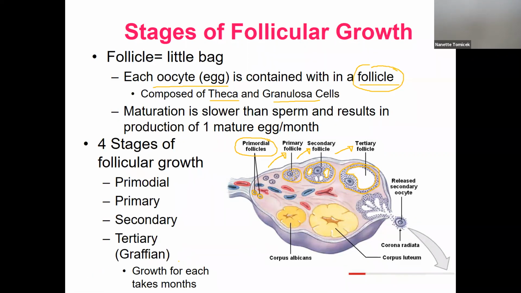One other name I want to call your attention to is this term Graafian. Graafian is an older term to refer to the biggest and best tertiary follicle. Okay, so you might see that in older books, or maybe you've learned that before in another class. So Graafian is that term that's given to the biggest and best tertiary follicles. Again, this process to go from each stage is going to take several months. So it's a lot slower than sperm production, which we already knew took 2 or 3 months. So it's going to take a long time to get an egg produced from start to finish.